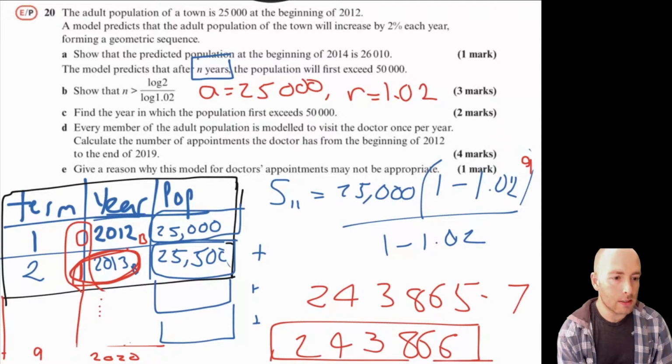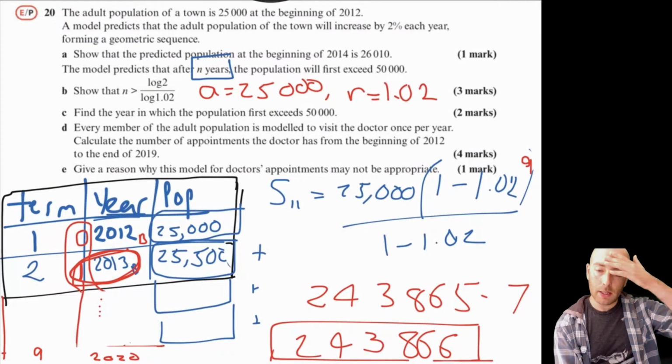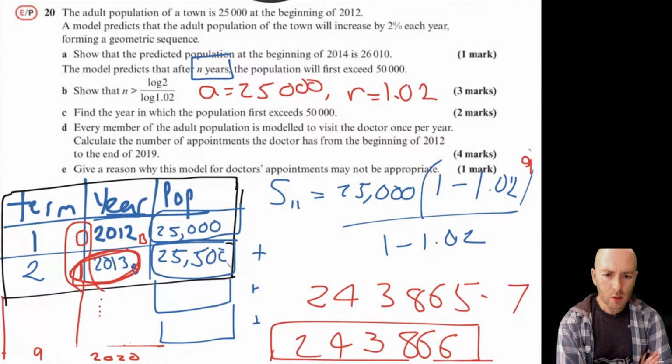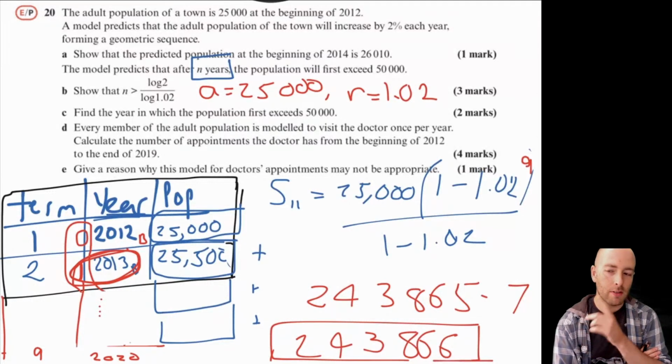Right, does that make sense to everybody why that's got to be the answer and why we're using 9 as a power based on my table? With practice, these do become easy, but you need to do that table and you need to keep reminding yourself, what am I doing? What links to what? And the last bit, give a reason why this might not be appropriate.